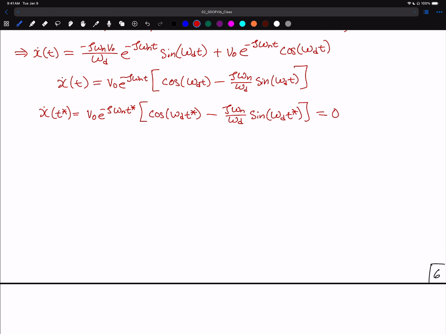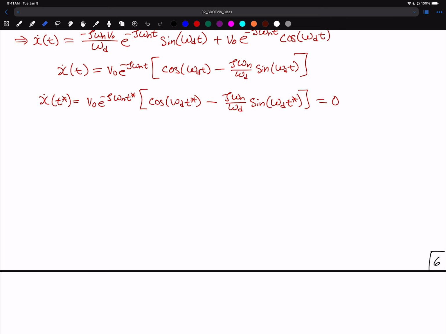Okay, so we again have a couple options here. Well, we really only have one option. First of all, v0 cannot be 0, because if that is, then we have no oscillations. There's no response in the system. And the e to the minus zeta omega n t star cannot be 0 unless t star goes to infinity. And thus, the only option is everything inside of the square brackets shown here. Everything inside there must be equal to 0.